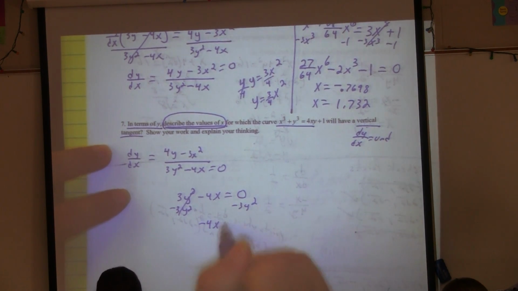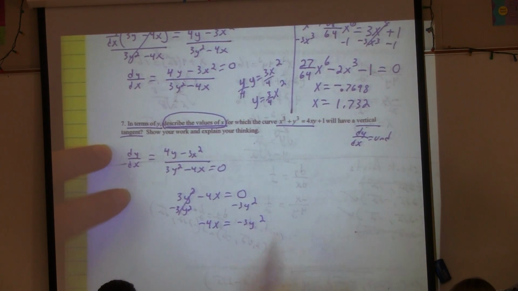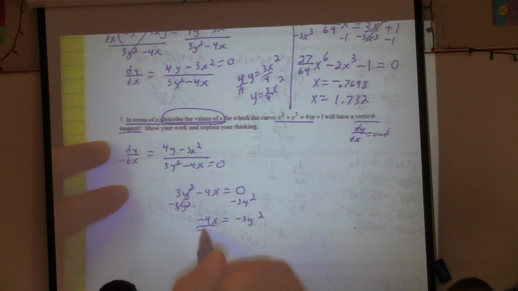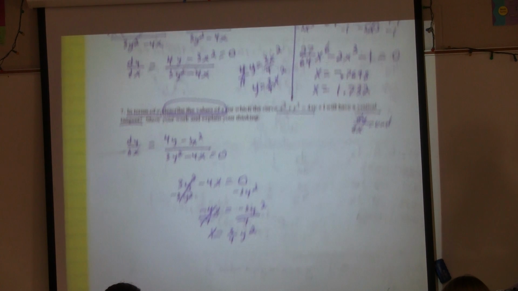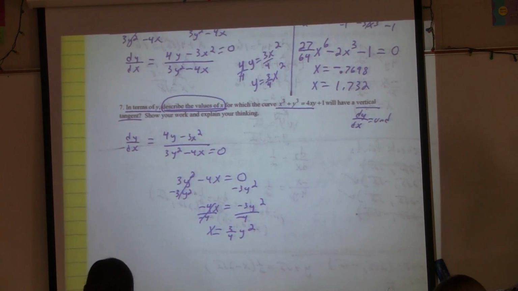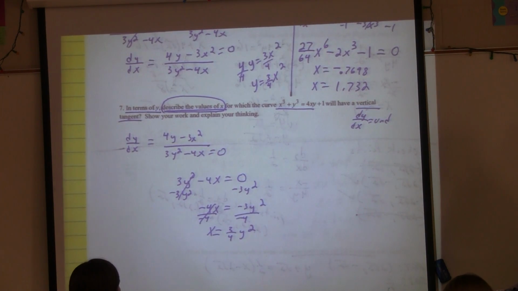So negative 4x equals negative 3y squared. Divide by negative 4. So x in terms of y is 3 over 4 y squared. And that would be my answer. I could stop there. If I wanted the actual values, then I would have to do everything that I did in the previous problem, right?